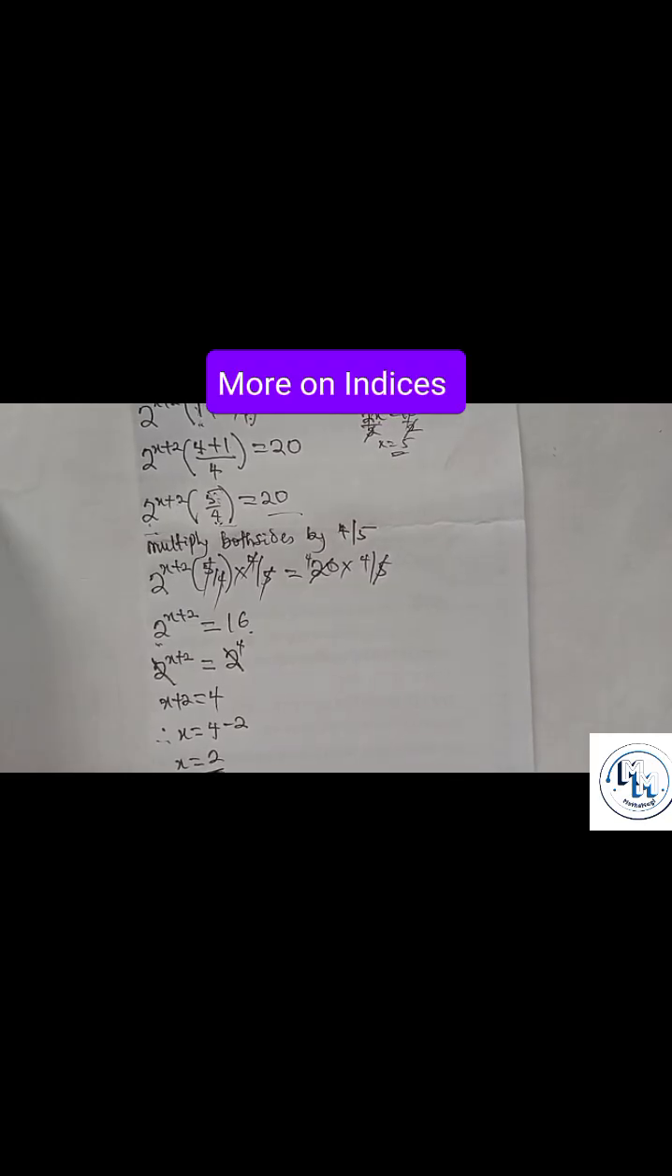Therefore, x is equal to 4. This one moves, becomes minus 2. Then x is equal to 4 minus 2, which is 2. That is it on this particular question. Just follow it gradually. It's very simple and easy.